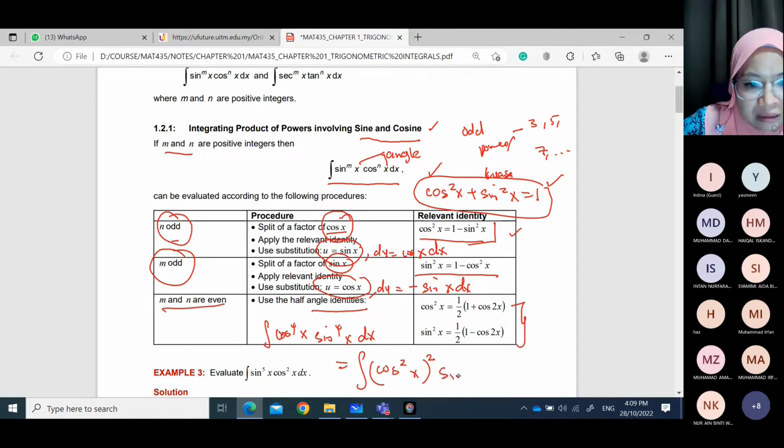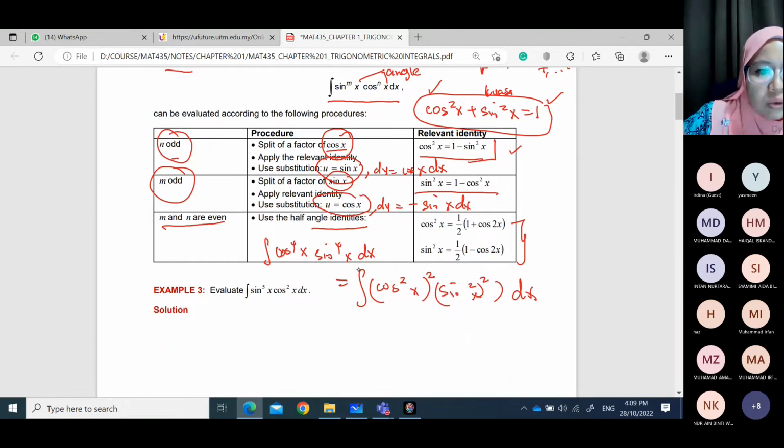And then times sine square x to the power of 2 dx. So kat sini you boleh apply identity yang ini, iaitu cosine square x equals 1 over 2 times 1 plus cosine 2x. So bila nak gantikan ni, dia akan jadi sama juga dengan integral bagi cosine square x is 1 over 2 times 1 plus cosine 2x. Ada kuasa 2 kat sini, so the whole thing to the power of 2. You just copy dia balik, cuma you gantikan cosine square x kepada term yang ini, kepada identity dia.